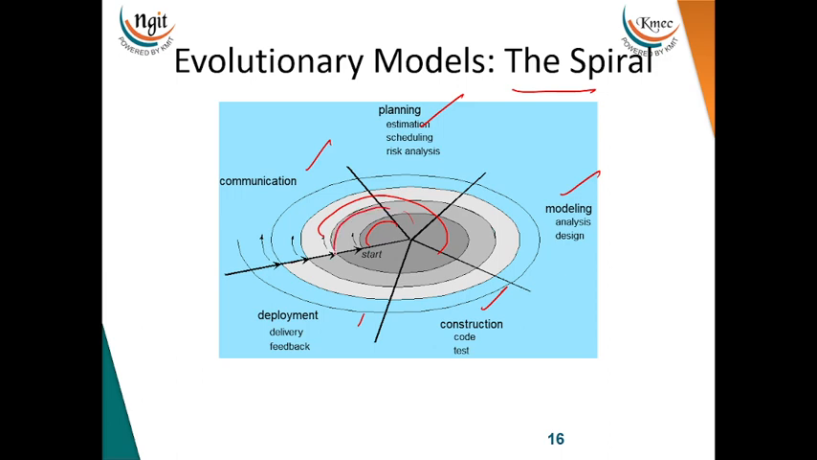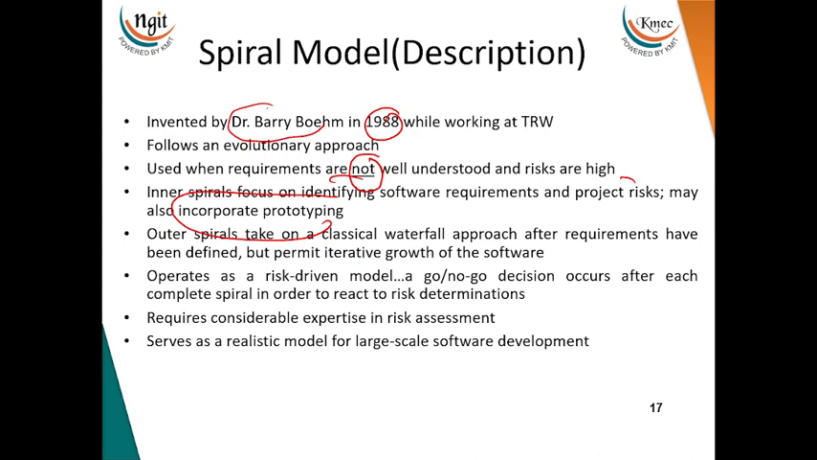This part of this one, which is in the inner spiral, is used for what the project risks are and what the software requirements are. The outer ring tasks classify the waterfall model approach where requirements have been identified and put into an iterative growth of the software. That is a part of it. Operators are high risk, go and no-go decisions occur and everything occurs. Requirements are considerably taken. Experts in high risk assessment; it serves as a realistic model for large scale software.